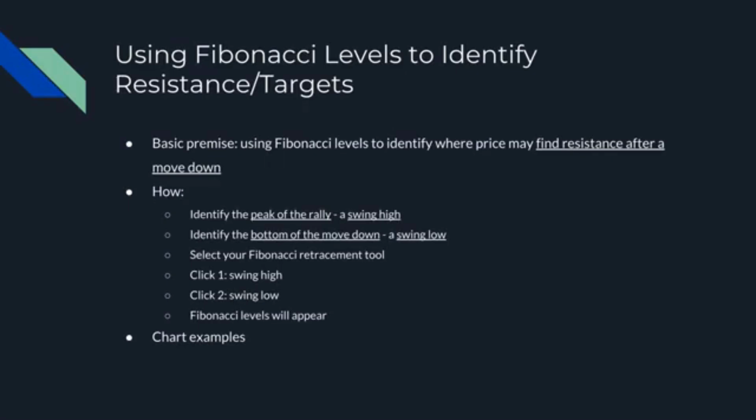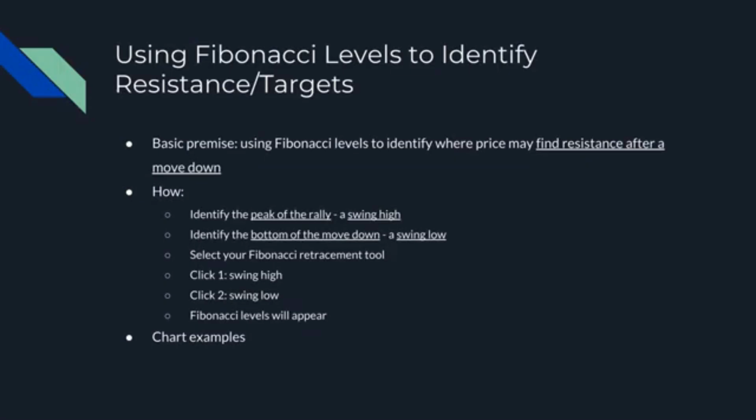And if it doesn't make sense in that way, don't worry about it because the instructions are here. Basic premise, as mentioned, is using Fibonacci levels to identify where price may find resistance after a move down. So, once the low is in or a local bottom has been formed and price is rallying up, where might we expect to find resistance? So how do we do that? Again, pretty much the opposite of what we did one slide ago.